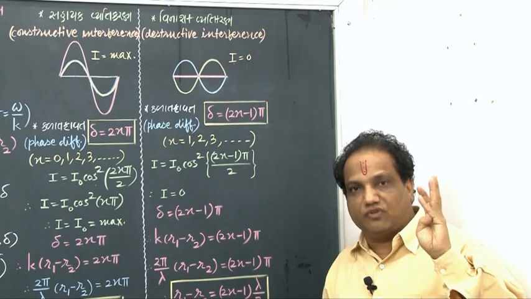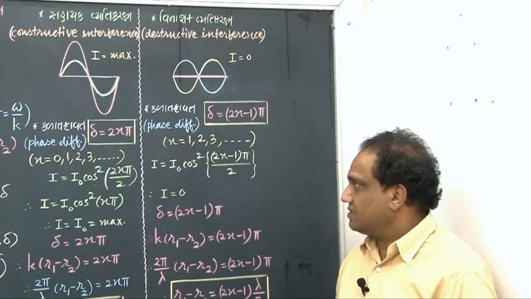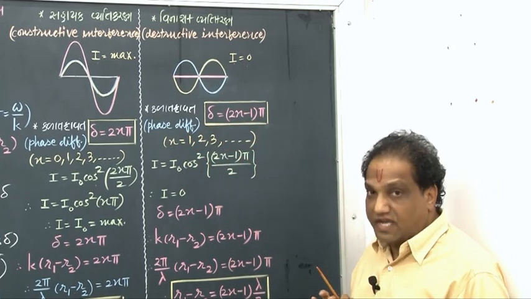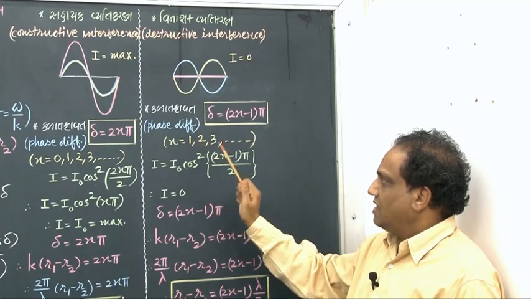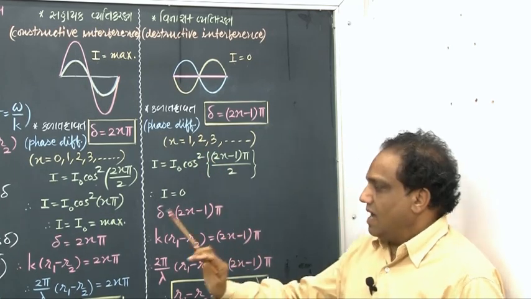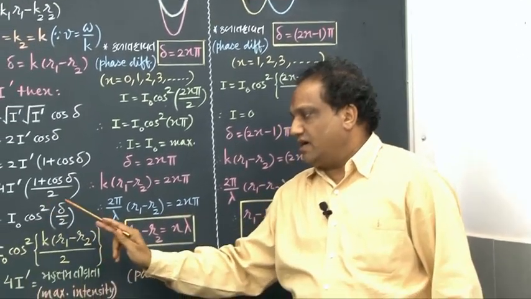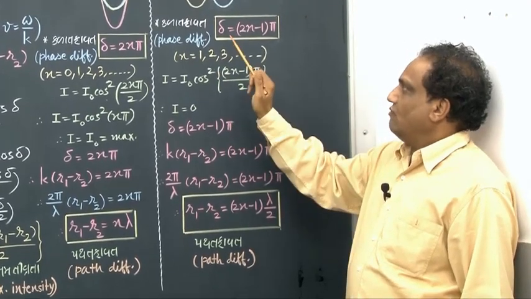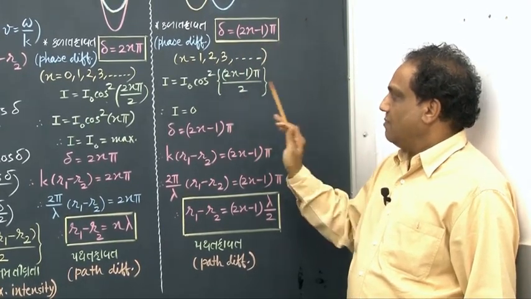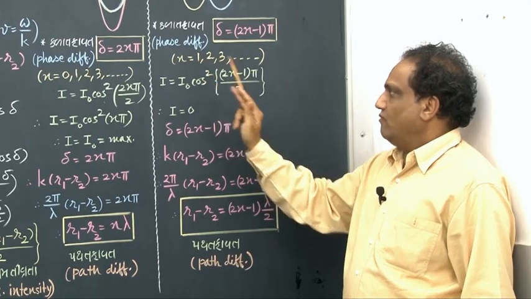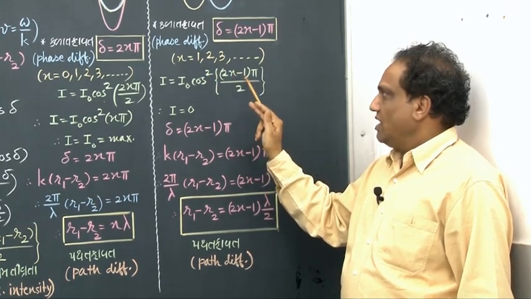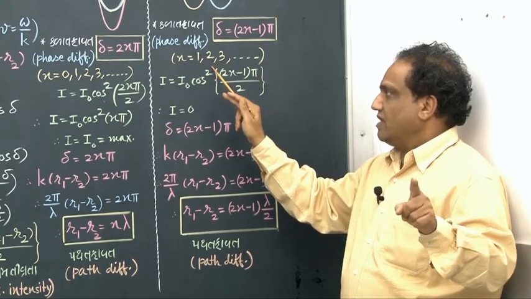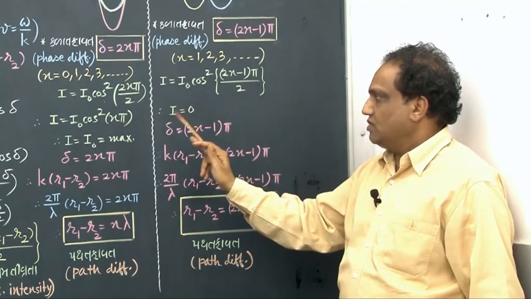First, let us obtain it in terms of phase difference, then in terms of path difference. Phase difference here I assume to be (2n minus 1) into pi radian, where values of n are 1, 2, 3, and so on. I equals I0 cos square delta by 2. What is delta? (2n minus 1) into pi upon 2. Just put n equal to 1 here: 2 into 1 is 2, 2 minus 1 is 1, 1 into pi is pi. Pi by 2. Cos pi by 2 is 0. Its square is 0. 0 into I0 is 0. So I equals 0.